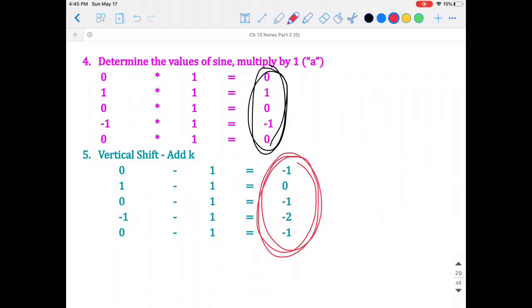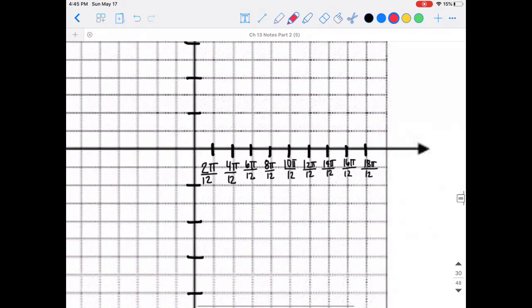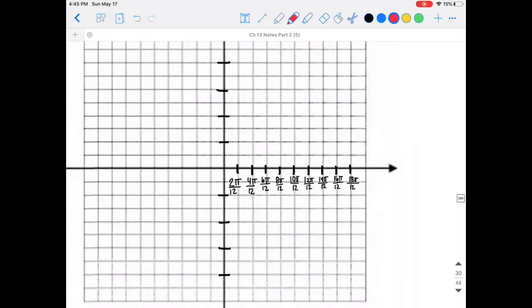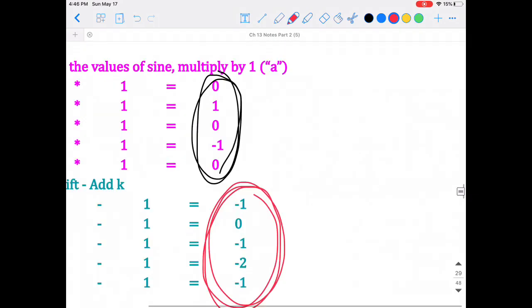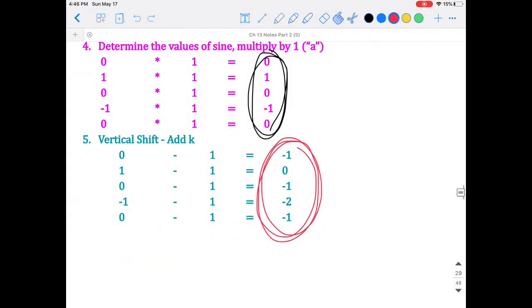So you can see our y values, we're going up by whole numbers. Using all of that information, we can graph y equals sine of 2, x minus pi over 3, minus 1. So again, our x values are all over 12, so I labeled my x-axis in increments of 2 pi over 12. And our y values, we can see from the last step, we have negative 1, 0, negative 1, negative 2, and negative 1. So we can stay within that range.